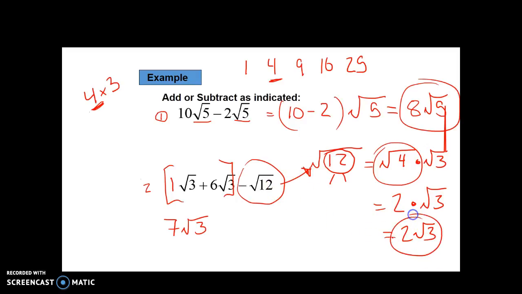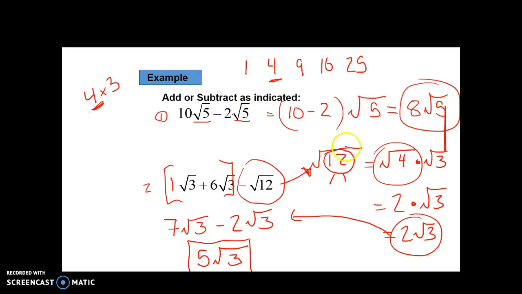So let's bring this back over into our problem now. I had 7 root 3 already, minus 2 root 3. Okay? Now, we can still take this a little bit further. 7 minus 2 is going to be 5. And because they're like roots, again, I just bring on the root 3.